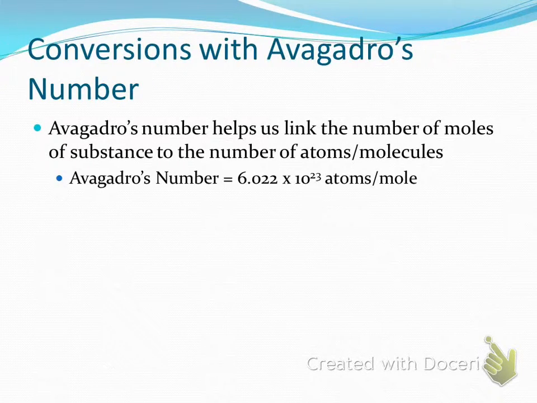So Avogadro's number is 6.022 times 10 to the 23rd atoms per mole, or molecules per mole, or baseballs per mole, or roses per mole, or donuts per mole, right? Every single thing could be a mole of something if you have enough quantity of it. But it's 6.022 times 10 to the 23rd. That number needs to be burned into your little brain. Burned, burned, burned.